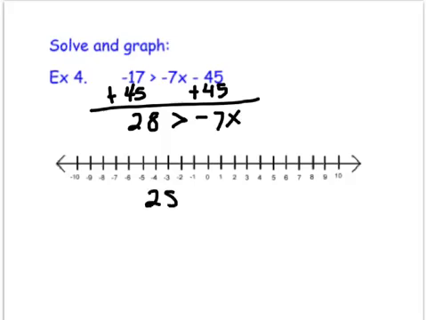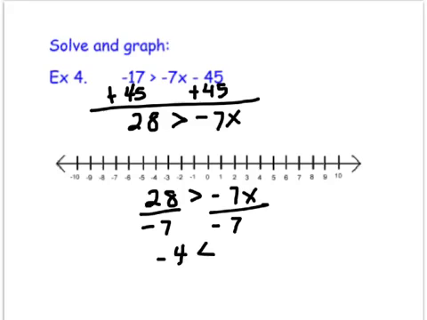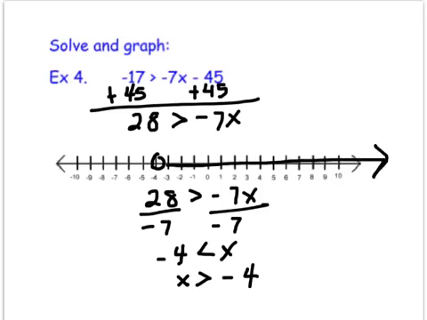This is going to be a double flip. I'm going to divide both sides by negative 7. When I divide by a negative, that sign flips. I get negative 4 is less than x. Now I got to flip it again. I get x is greater than negative 4. Come on up to negative 4. It's going to be an open circle because it's not equal. And x is greater than negative 4, so it's bigger, so we're going to go this way.